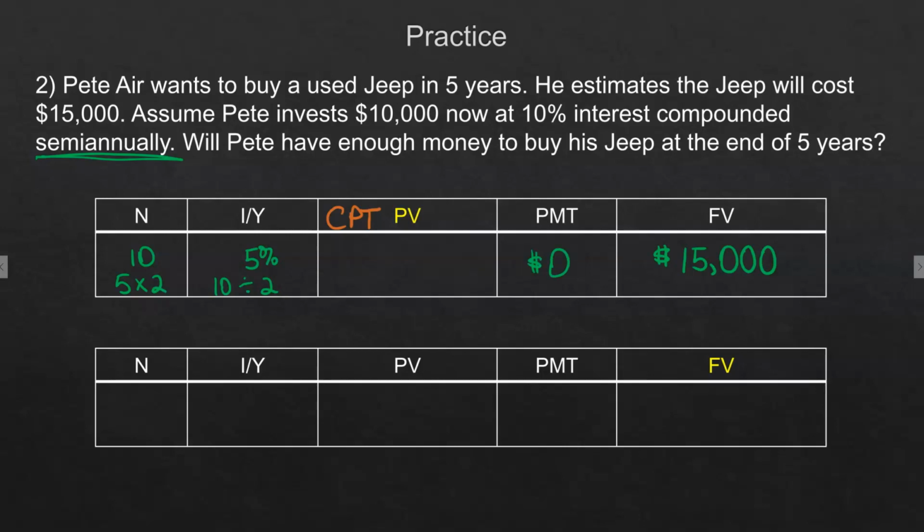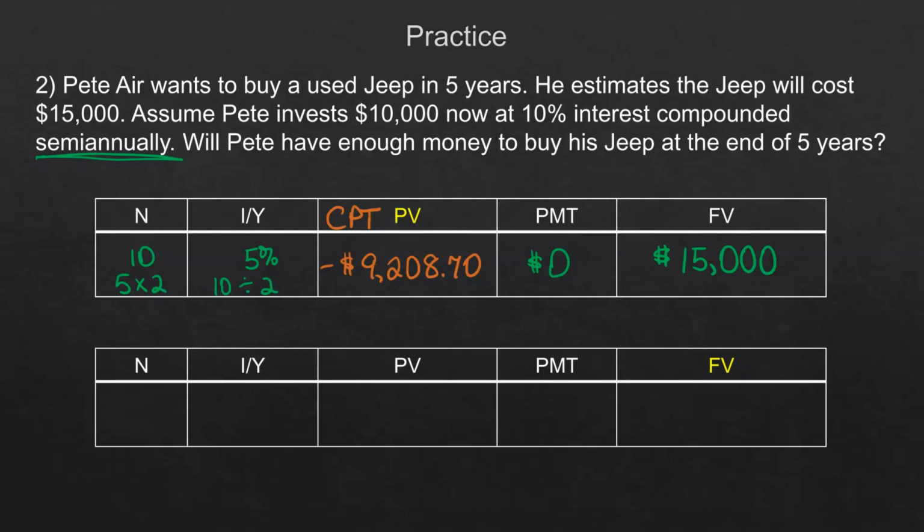And then we compute our present value. So when you compute your present value, you get $9,208.70, which is less than the $10,000. So it looks to me like it's going to work out, because he only needs to put in this much, $9,208.70, to end up with $15,000, and he has $10,000 to invest.